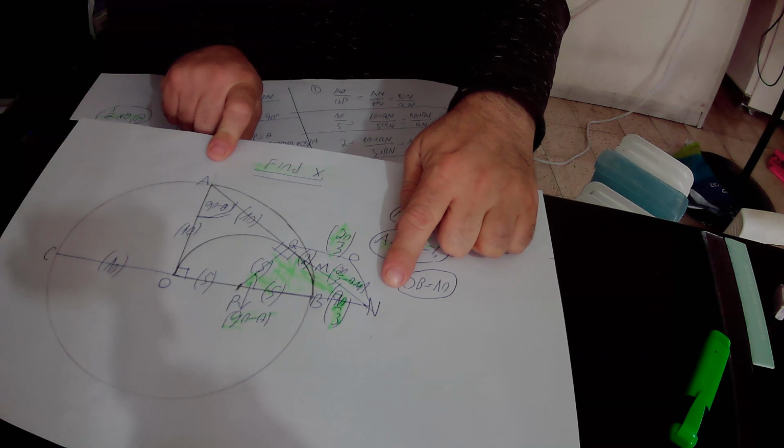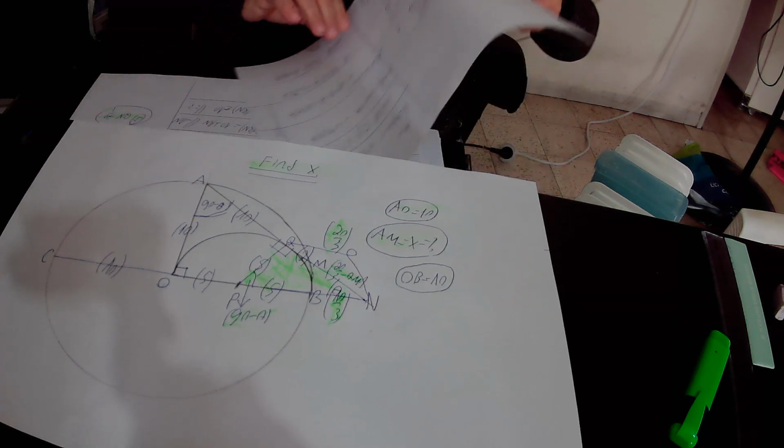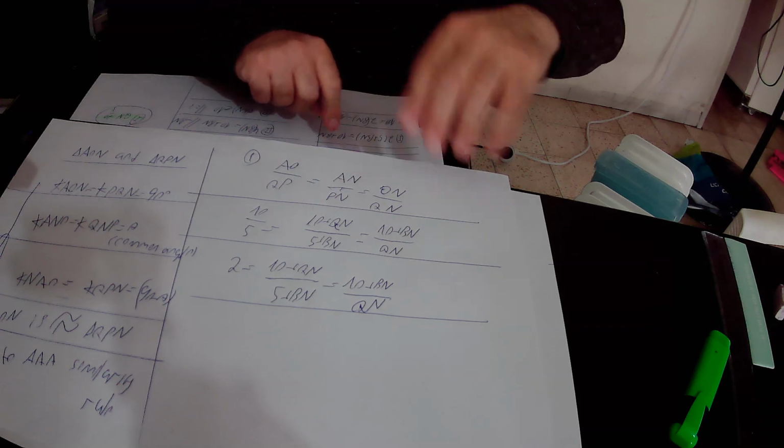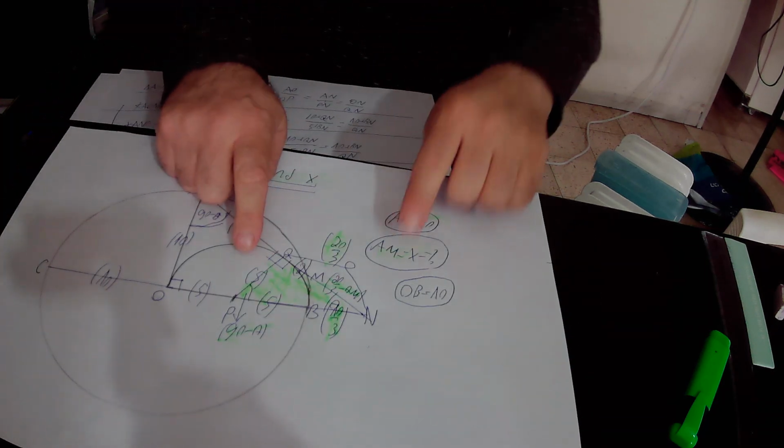That is to say, AN equals AQ, that is 10, plus QN. So in total, AN equals 10 plus QN. Here, AN equals 10 plus QN over PN. What is the length of PN?